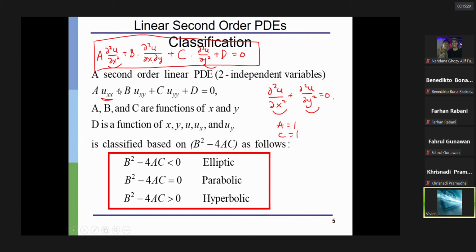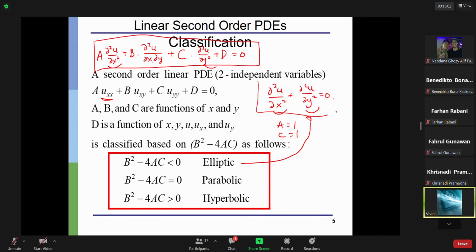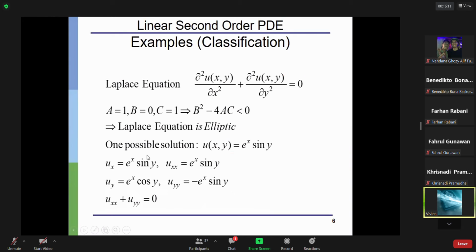When we insert the value of B here, we don't have this term in the equation, so B is equal to 0. So 0 minus 4 times AC, where A is 1 and C is 1. It means the calculation of B squared minus 4AC here will be negative, so it is below 0. And if we have this value below 0, it means that we have an elliptic problem. So the Laplace equation falls into the elliptic problem. Okay, so this is the calculation.